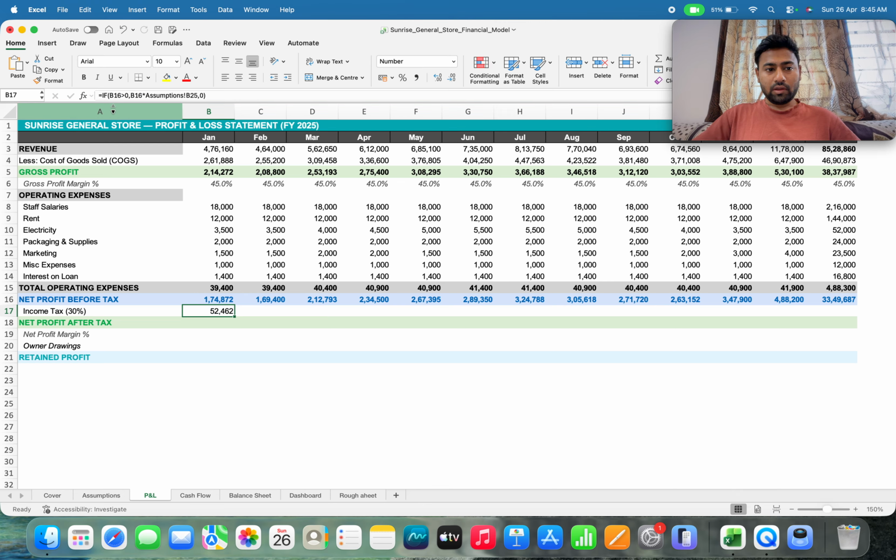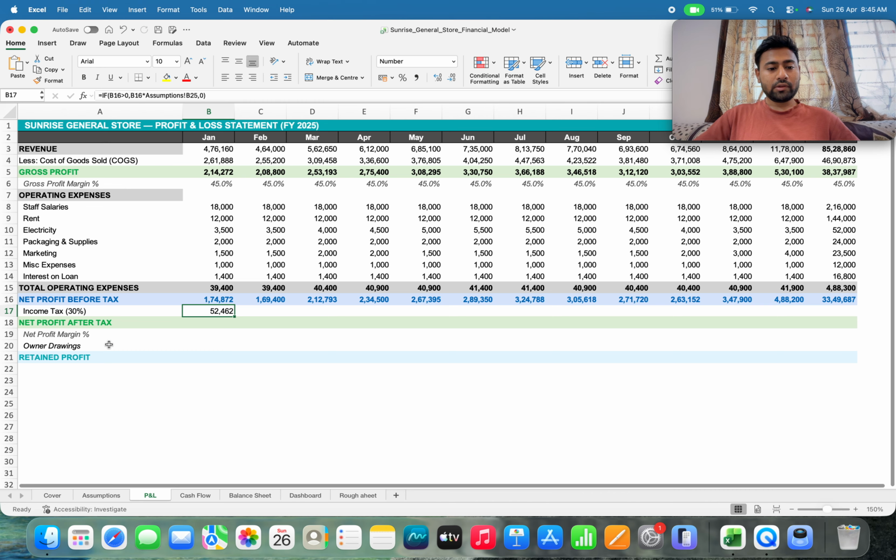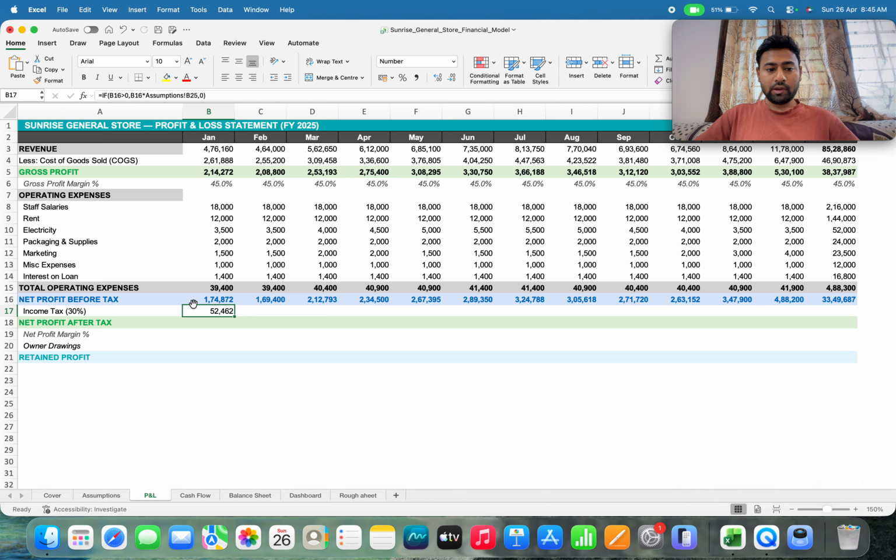We have taken an IF formula: B16 greater than 0. B16 indicates the net profit before tax, which means if we are earning a profit and that is greater than 0, that's why we are putting greater than 0. B16 greater than 0, then only we will get the tax amount. So we got the tax amount here.